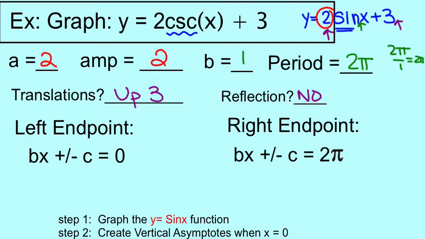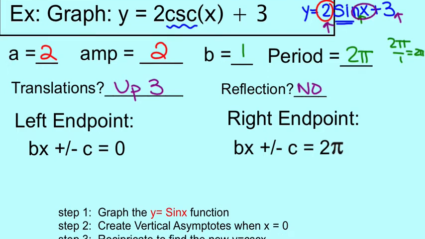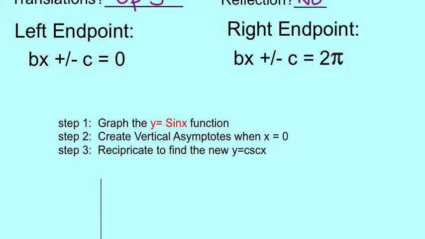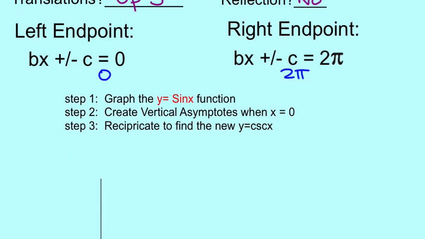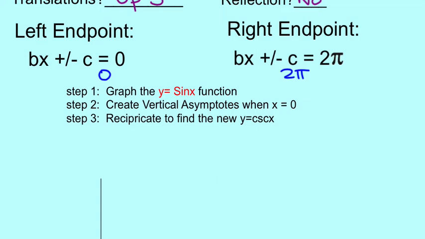Now let's talk about left and right endpoints. We have to worry about left and right endpoints if there are any parentheses here. There are none, so we don't have to worry about left and right endpoints. So our starting point will be at 0, and our ending point will be at 2 pi. All right, so to review, to graph a cosecant function, you always graph its sine function first.